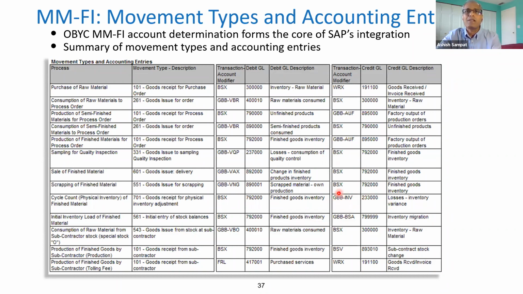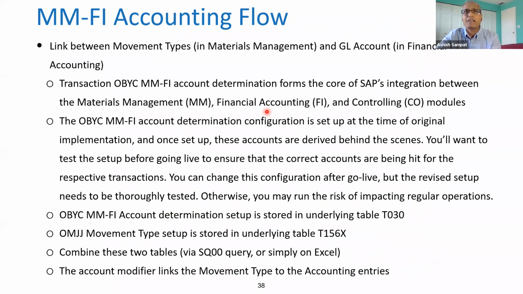GBB INV is for cycle counts of physical inventory. Write-off is VNG, scrapping. Depending on the inventory, scrapping is usually a write-off, so BSX inventory is credited. But in case of cycle count, you can have both: you can add inventory or write inventory down. For subcontracting, it is GBB VBO, and for the tolling fee, it is FRL. So those are the important transactions.